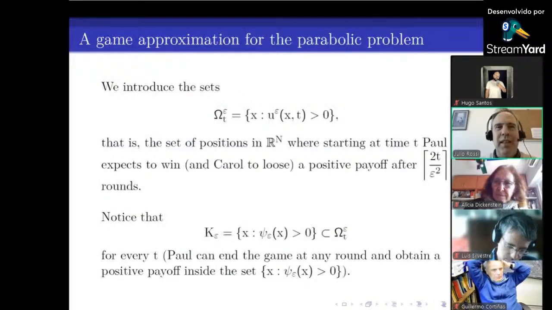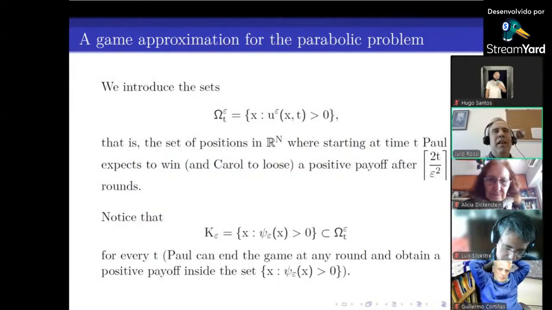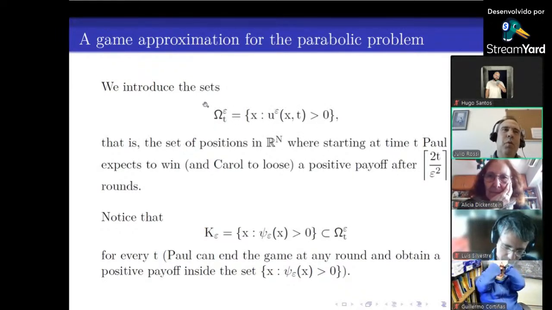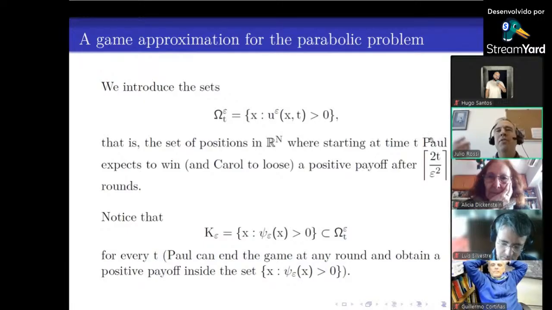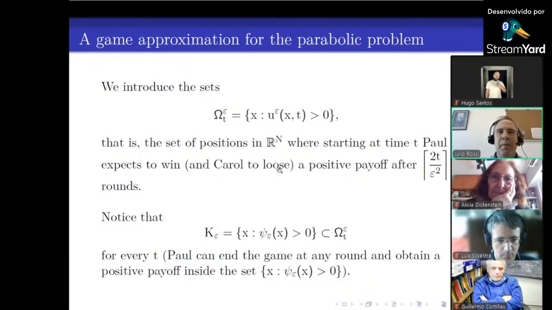Okay, what happens with this movement is that you can introduce, as before, the positivity sets of the value functions of the game, this omega t epsilon, that are the positivity sets. And what are these sets? These sets at time t are the sets where Paul will win something, will get some positive payoff playing this game started at x at this set at time t. And of course, Carol is going to lose the same amount of money because this is a zero-sum game.